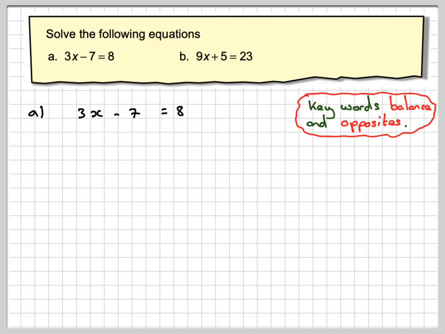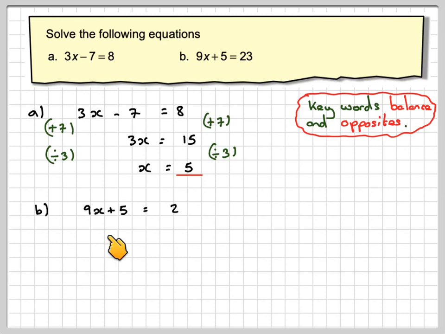So what I'm going to do is add 7 to both sides. If I do that, I'm going to have 3x take 7 plus 7, which will just give 3x. And then I get 8 plus 7, which gives me 15. So now it's very similar to one of the equations in the previous example. Multiplying by 3, well, the opposite of multiplying by 3 is to divide both sides by 3. So that's going to give me x, and then 15 divided by 3 gives me 5.